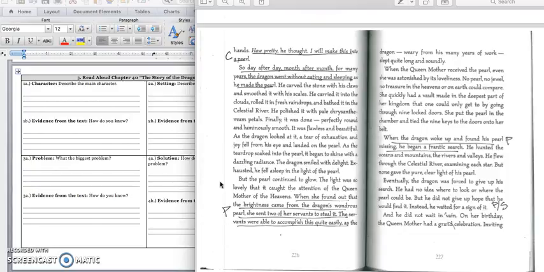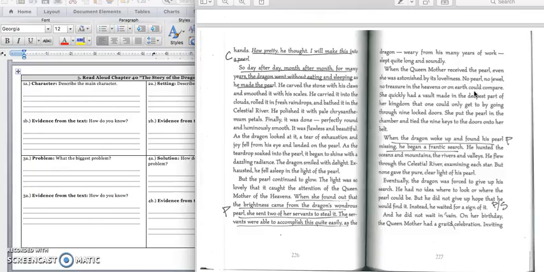When she found out that the brightness came from the dragon's wondrous pearl, she sent 2 of her servants to steal it. The servants were able to accomplish this quite easily, as the dragon, weary of his many years of work, slept quite long and soundly.